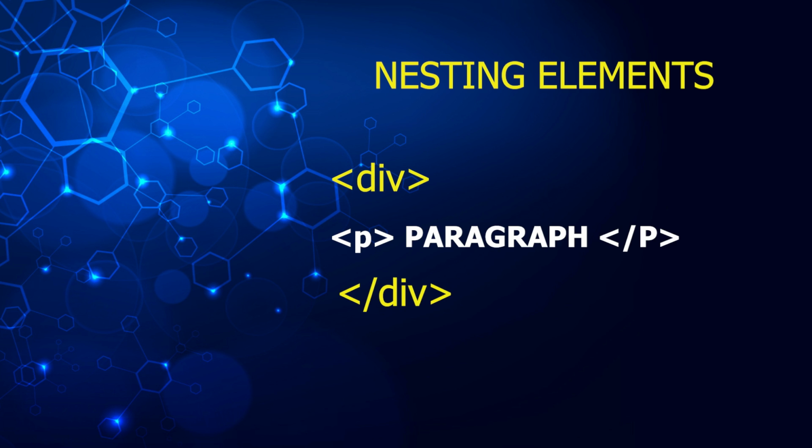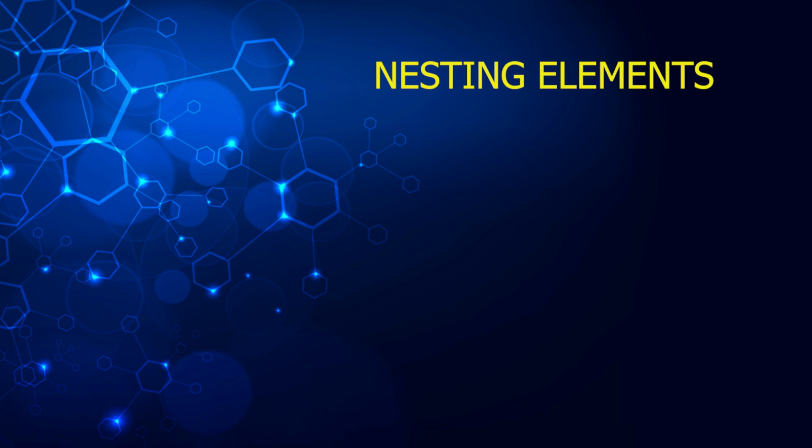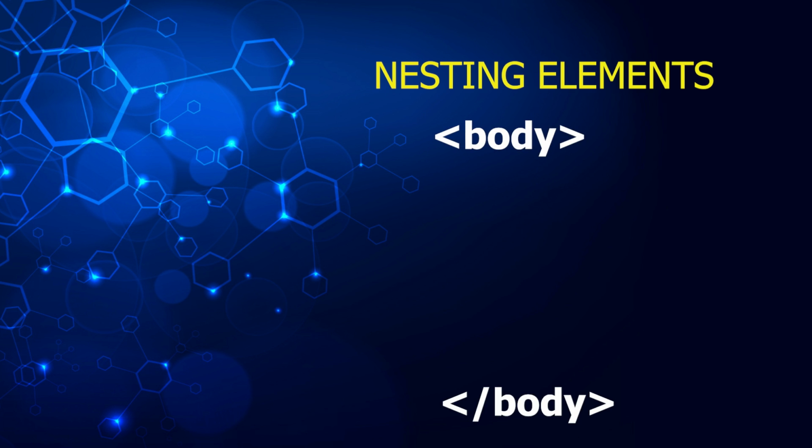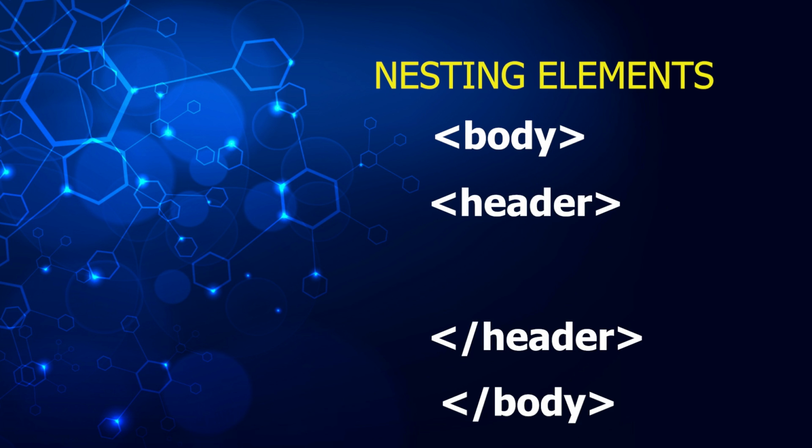Let me show you an example. Imagine we are making a basic web page. We start with the body element, which is the parent. Inside it, we add a header element, and inside that we put an h1 element for the main heading. We just nested elements. In the body we have header, then in header we have h1 element. It's that simple, and this is how we can nest elements.